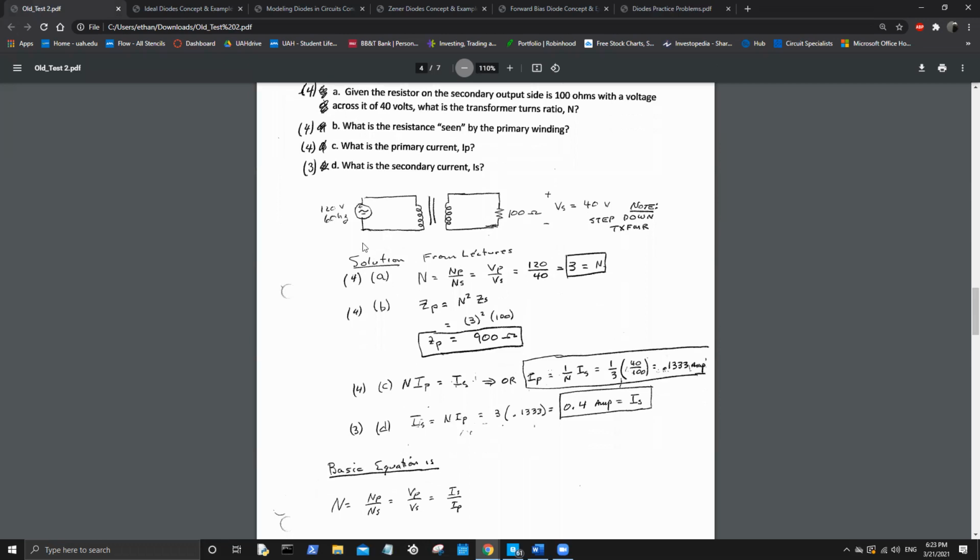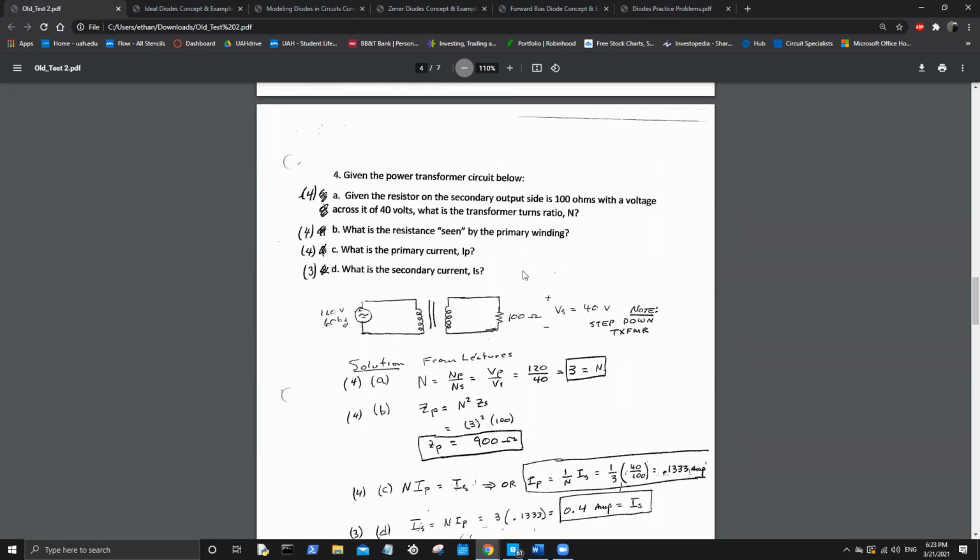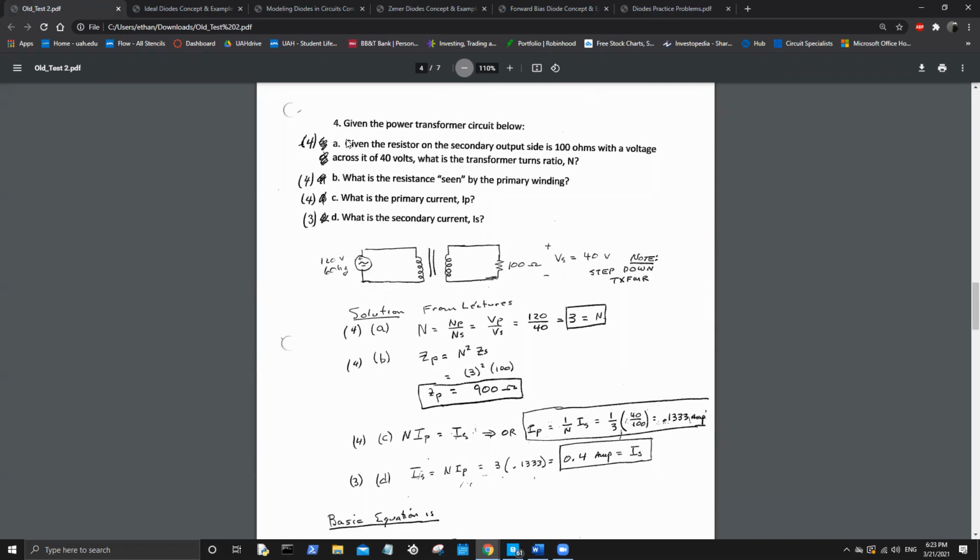All right, so here we have 4A, which is asking for the turn ratio. And here's the B, which is what's the resistance seen by the primary winding, which is what you mentioned, which is this right here. This is just impedance. Yeah. Here it just happens to be a resistor, but in theory he could have an inductor or a capacitor, but I doubt he will. You never know. But he could, so don't forget it.